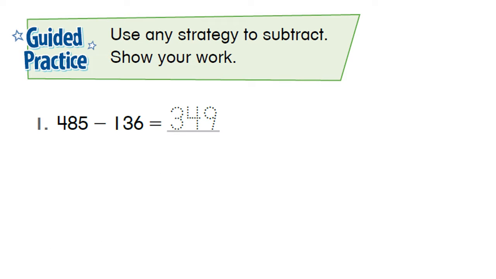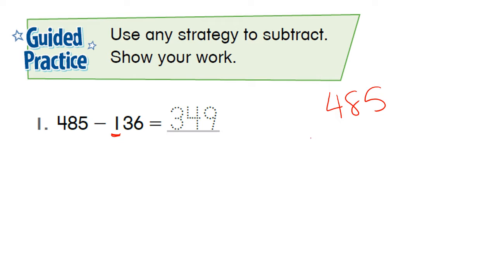This is number 1 for the guided practice. Use any strategy to subtract. Show your work. I'm going to use a strategy that works best for me. You use whatever strategy works best for you. So I'm going to take 485, and I'm kind of counting back. I'm kind of using an open number line, but without the open number line. So I'm going to subtract by place value.